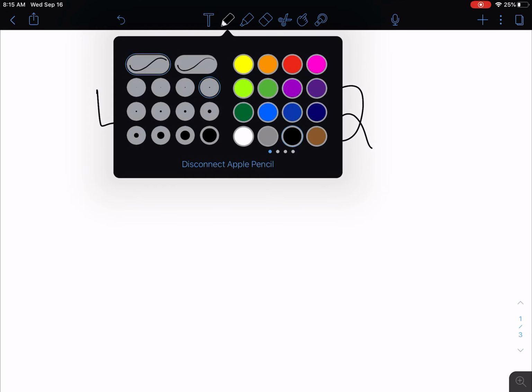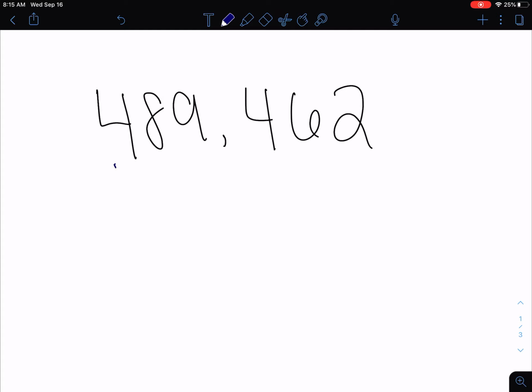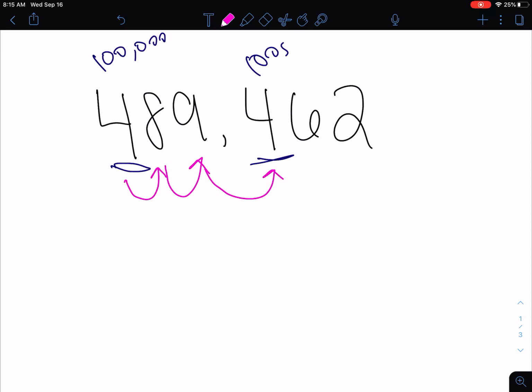So, our first example, we're going to compare our 4s. So, we have this 4 in the hundreds place, and we have this 4 in the 100,000s place. So let's use some pink and count jumps. We're going to move from left to right this time. So we're going from the 100,000s place to the 10,000s place, 10,000s place to the thousands place, and from the thousands place to the hundreds place. So here's times 10, and 10 times 10 is 100, and 100 times 10 is 1,000.